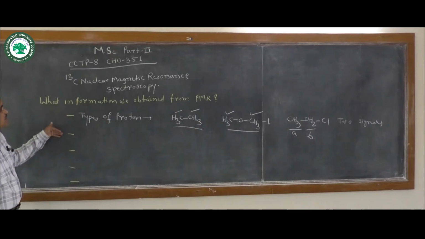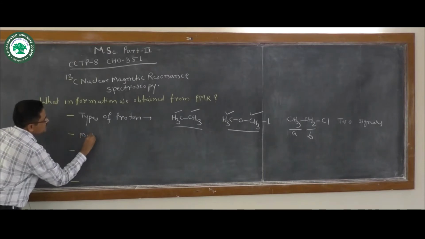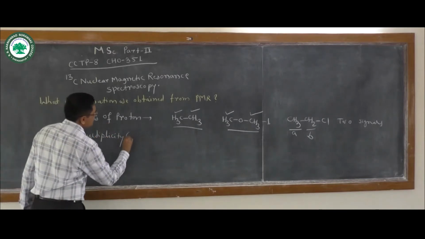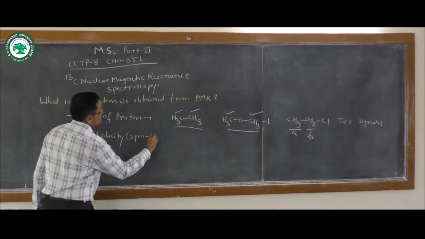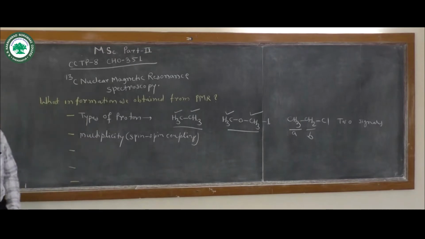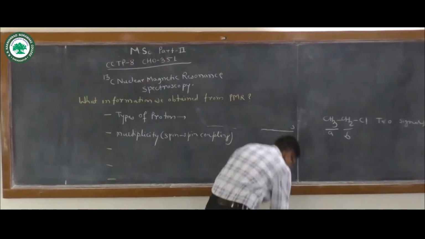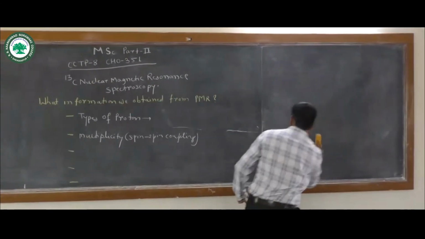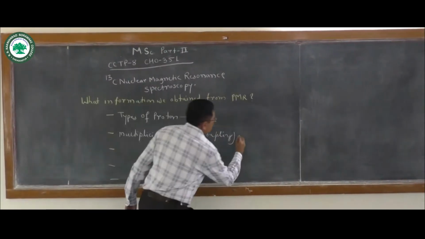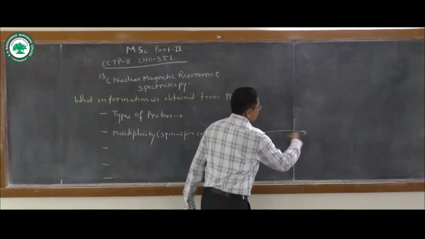Now the second point from PMR is multiplicity. Multiplicity is generated from spin coupling. In the case of PMR, the formula is n+1.